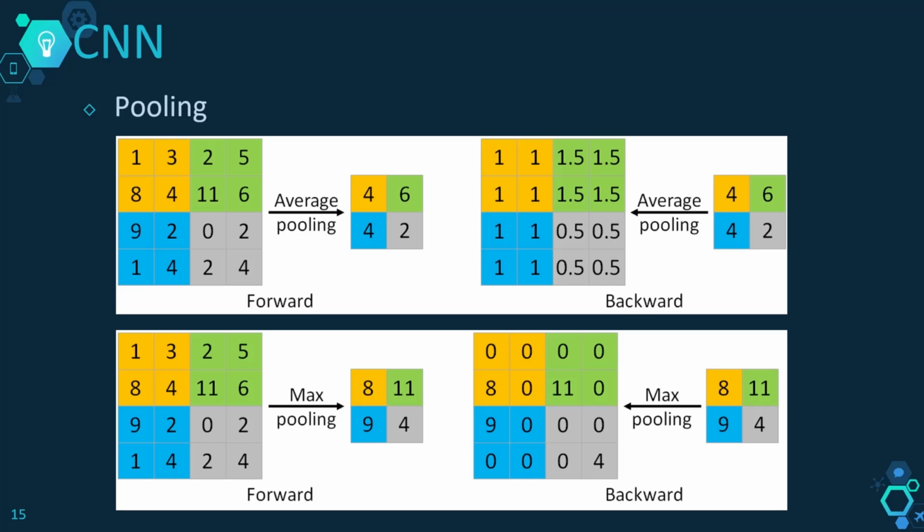When we do the average pooling, for example, if we have 4, 6, 4, 2, we need to get back to what we had before we applied the average pooling. We just need to split this 4 into 4 pieces, 1, 1, 1, 1, and the 6 into 4 pieces, 1.5, 1.5, 1.5, 1.5. So that is how to go backward.